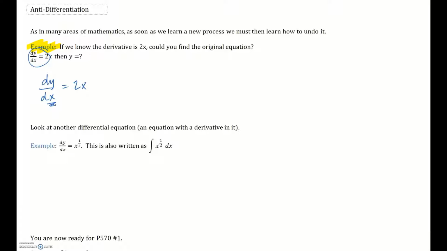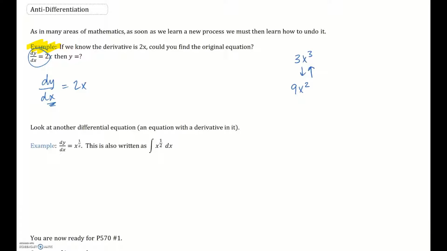Well, you guys know the power rule, right? So if you have 3x to the third, then you know that you would take the derivative, you'd bring the 3 out in front, and you'd get 9x, and then you'd power down by 1. So we kind of want to undo that. We want to go the other way. So what could they have done?